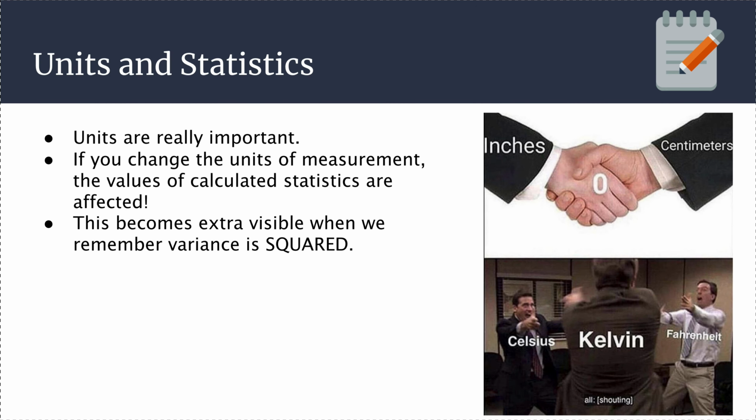Another observation: units in statistics. Units are really important, like they are in most classes. If you change the units of measurement, let's say from siblings to half siblings, which is probably weird because we don't typically do that. Let's say we're measuring the distance you work from your home, in miles versus kilometers. If you change the units of measurement, the calculated statistics are going to be affected as well. But that makes sense, right? If you're measuring in miles, then all of your means, medians, and standard deviations will be in miles. If you're measuring in kilometers, they'll be in kilometers. This becomes extra visual when we remember that variance is squared. Square miles are considerably different than square kilometers. The way that we multiply things together makes square miles that much bigger than square kilometers. So don't just willy-nilly change units of measurement, okay?